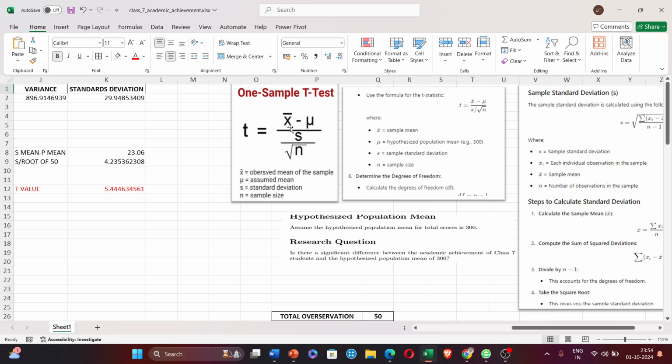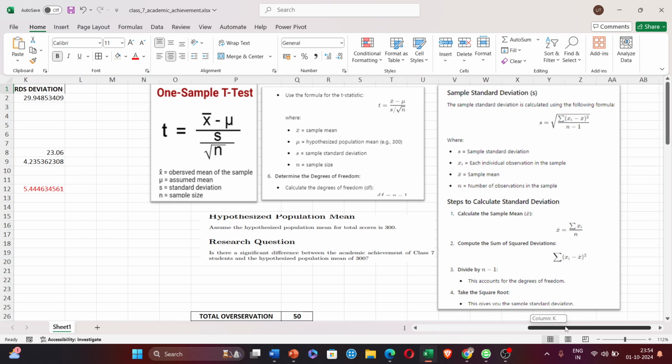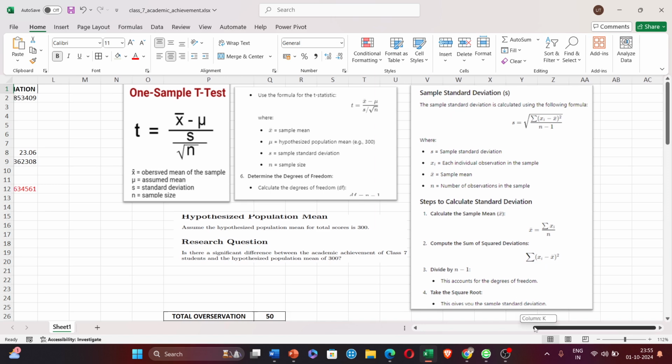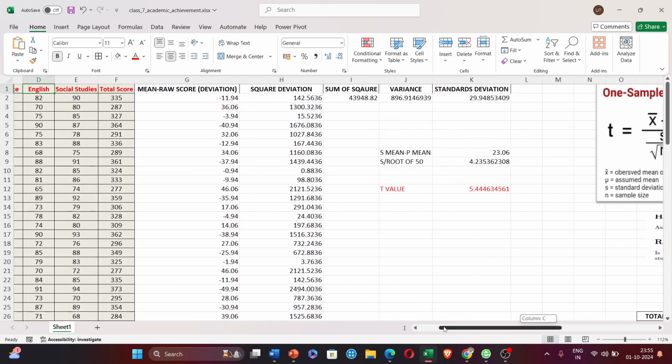This is the mean average, or mean score, of our sample. Assume the mean, standard deviation, and sample size. Now before going to that, we have to go for the mean first. So how are we going to go for the mean?